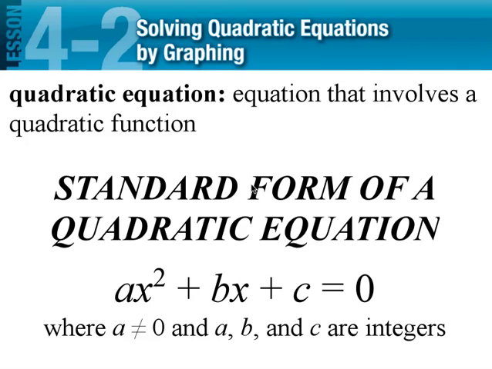Solving quadratic equations by graphing. So a quadratic equation, remember, is nothing more than an equation that involves a quadratic function. So basically, x squared is your highest power. And so the standard form of a quadratic equation, this should look familiar: ax squared plus bx plus c, and that equals 0. That's really important that you see it equals 0.